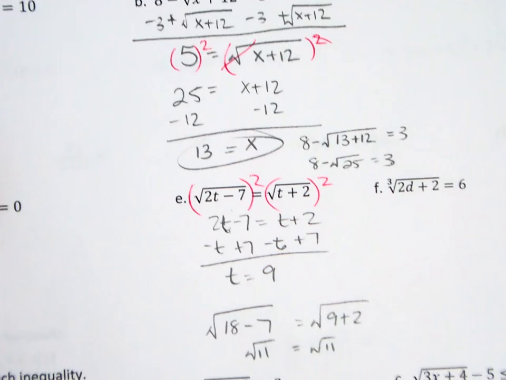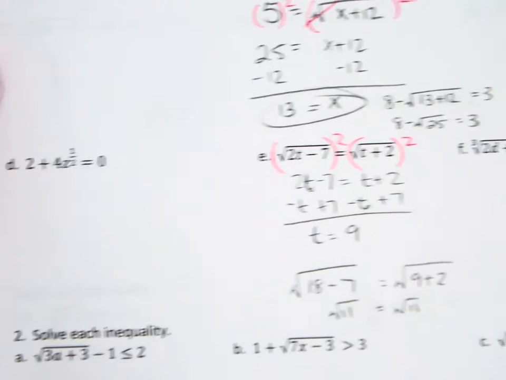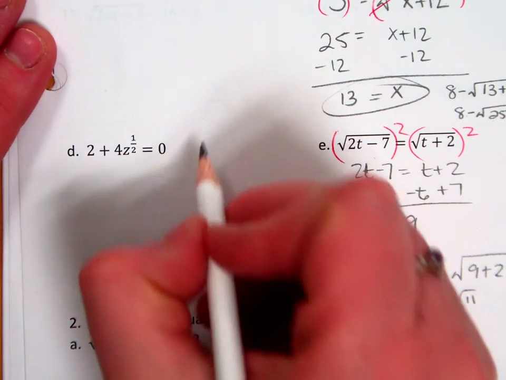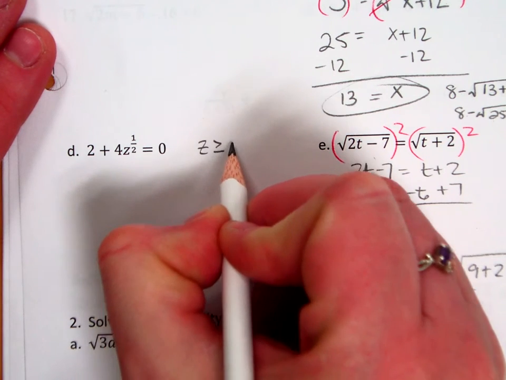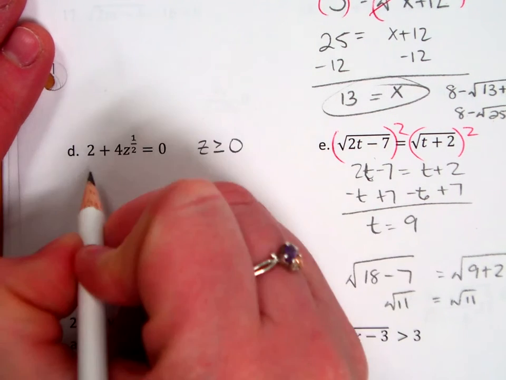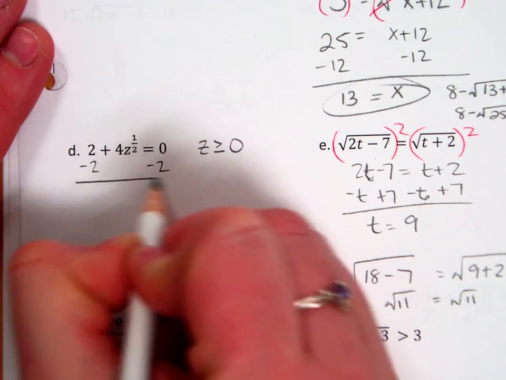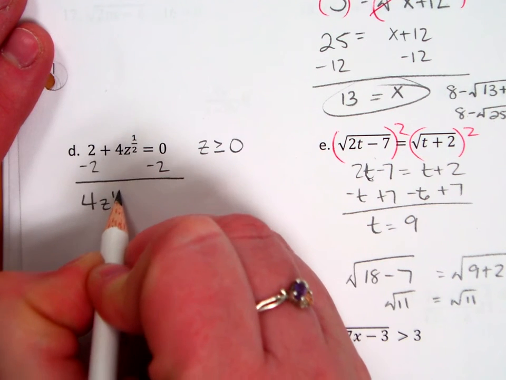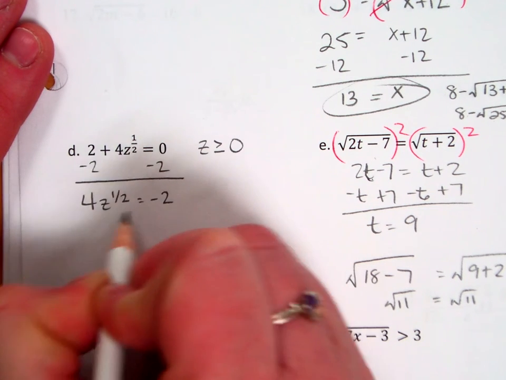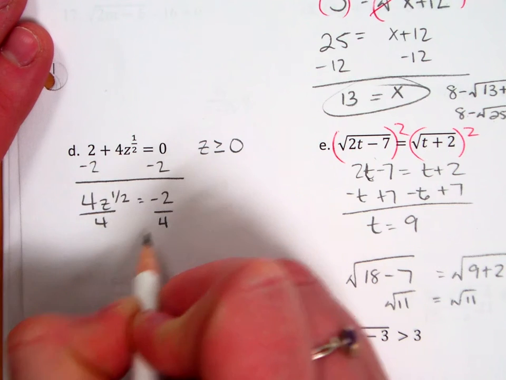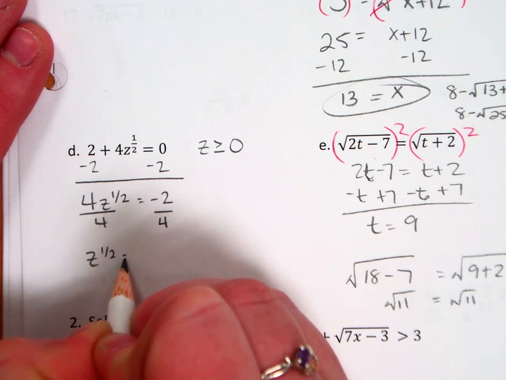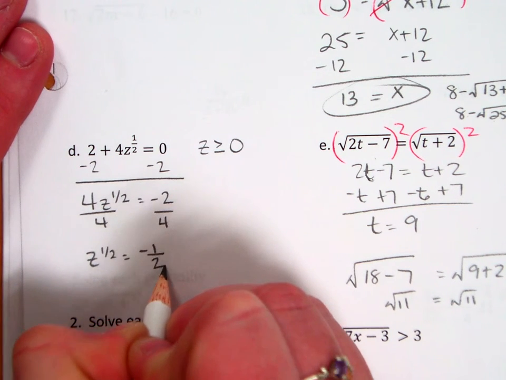Alright, whoops. We're going to come over here to D. Z must be greater than or equal to 0. Minus 2. 4z to the 1/2 equals negative 2. Divide by 4. Z to the 1/2 equals a negative 1/2.